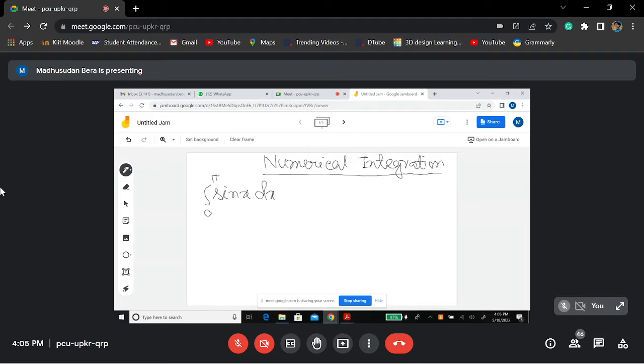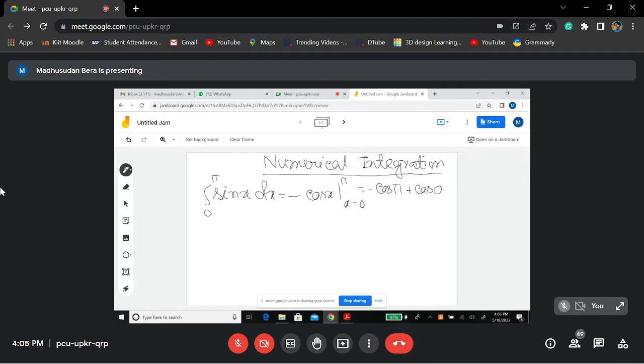Can anyone tell? What is the integration of sin x? Cos x. Cos or minus cos? Minus cos x. Minus cos x with limits from 0 to pi. So it will be minus cos pi plus cos 0. Cos 0 is 1.